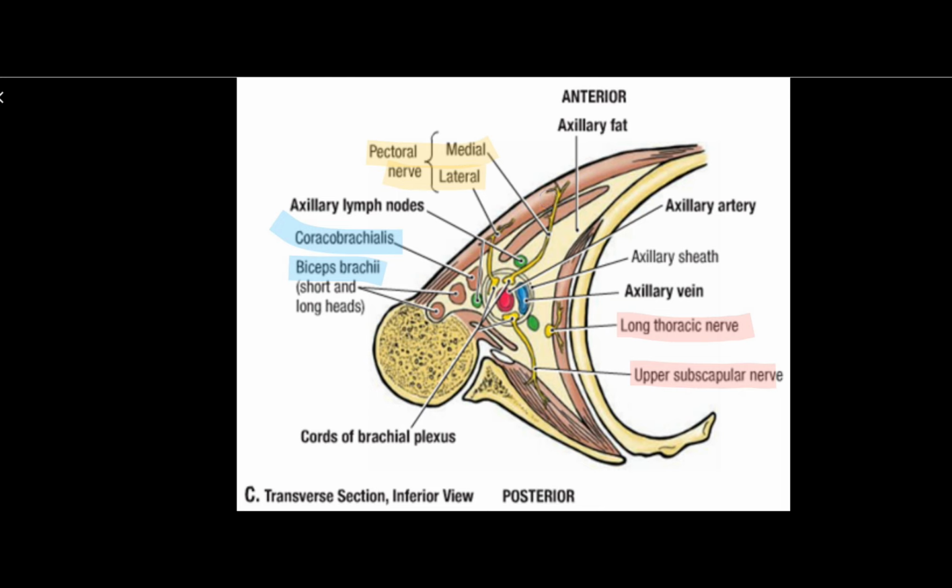And the contents we have already discussed: axillary artery and veins, then the cords of the brachial plexus and their branches, and along with that, the long thoracic nerve and intercostobrachial nerve and the axillary tail of Spence. That's all about the axilla.